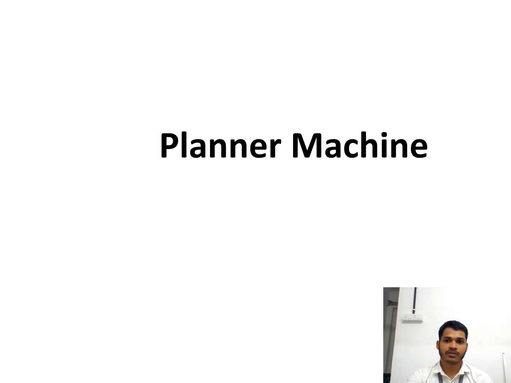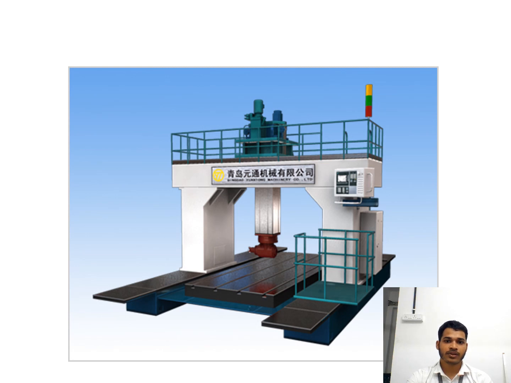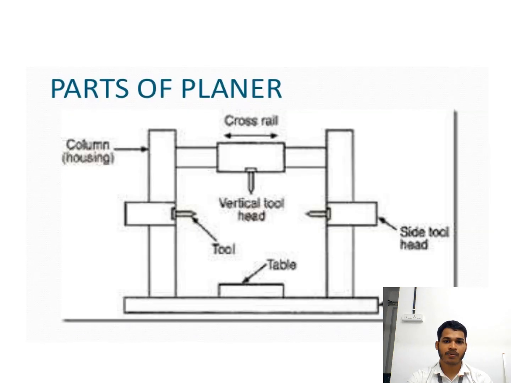Next is the planer. This is the diagram of the planer, and these are the parts of the planer. This is the table on which the job is mounted, and we can hold it using various tools like bench vise, V block, and jigs. These are the cutting tools, and these are the side tool head and vertical tool head. These are the horizontal type, and this is the vertical type, and the vertical type can move in left and right directions, and they are using two columns.